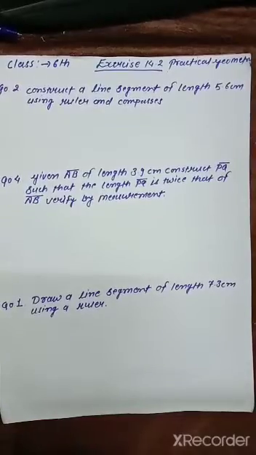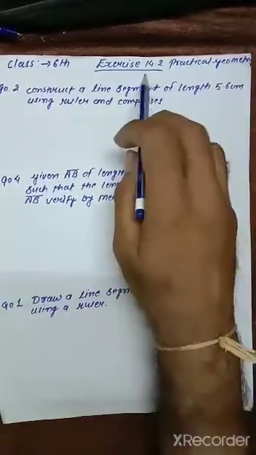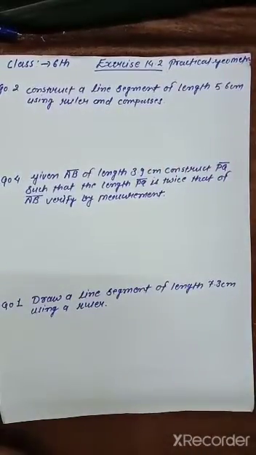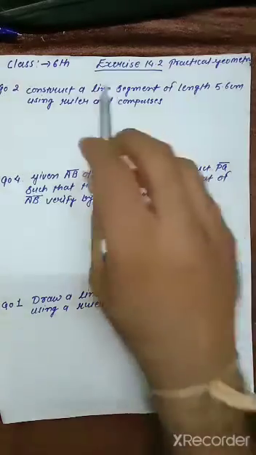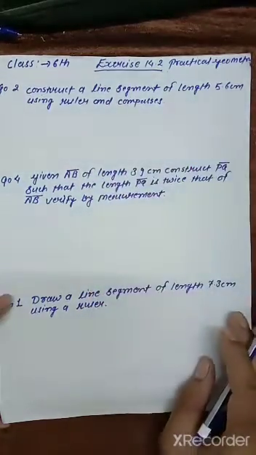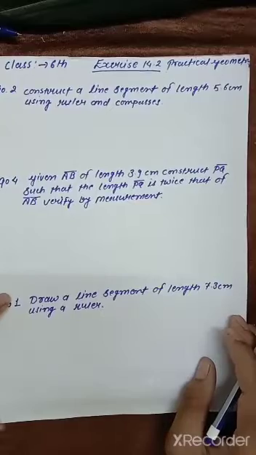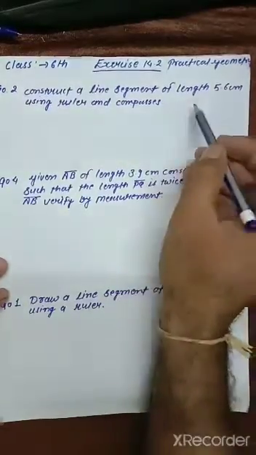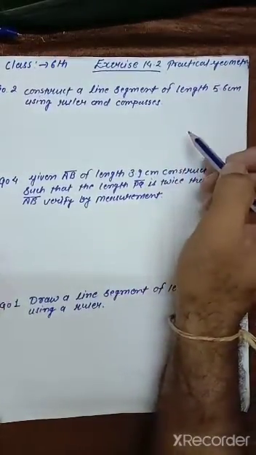Hello everyone. Today we are going to solve exercise 14.2 of class 6, that is practical geometry. Now let's take question number one, that is, construct a line segment of length 5.6 using ruler and compasses. That means with the help of ruler and compass we have to construct a line segment having a length of 5.6 centimeter.